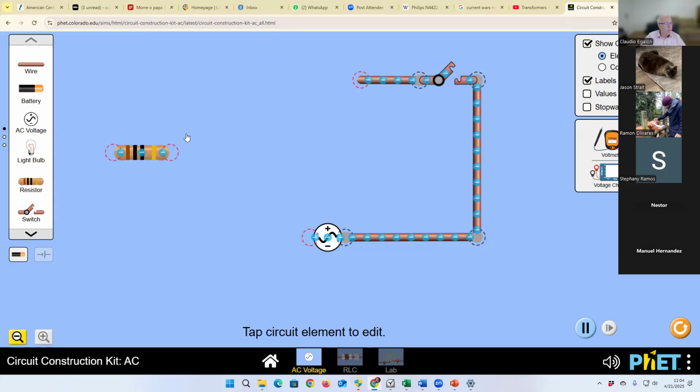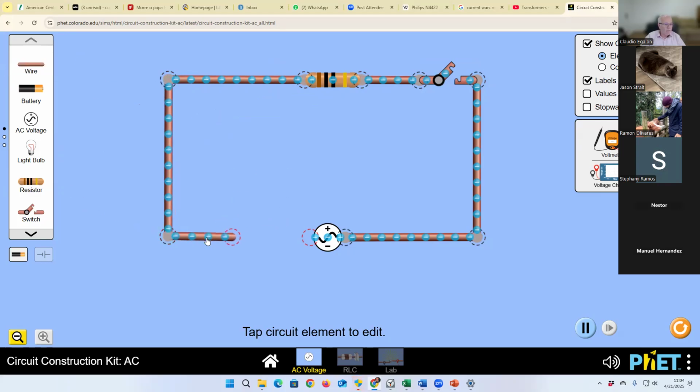Just like the switch that you have at home to turn on and off your light. And now I'm going to put a resistor. Do you see the bands of the resistor here? Wire. And now we're going to close the circuit. Here you go.